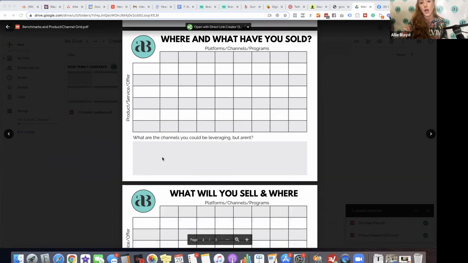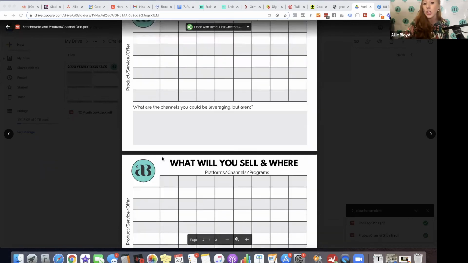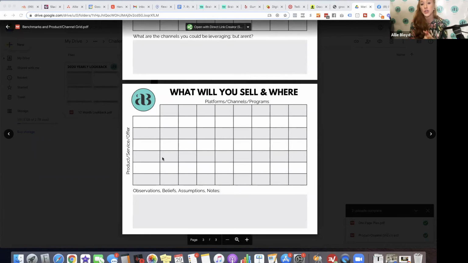All right, now, where and what will you sell? Products, services, and offers. That's something I want you to do a little bit differently in this sheet. I want you to really think about your offers more than just the products and services that you sold in 2020. Offers are one of the single most important pieces of marketing. And if you have a bad offer, that could be the reason that you did not have the year that you wanted to have in 2020. So this is a completely different conversation that we cannot dive into.